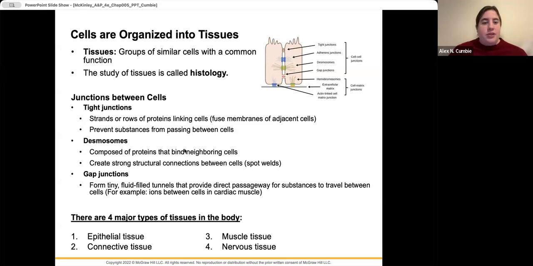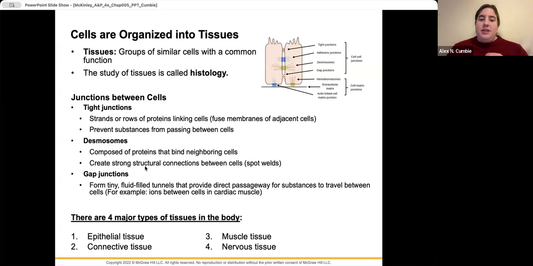So let's just review those different junctions again. There are multiple junctions between cells, but these are the main three: tight junctions, desmosomes, and gap junctions. And we have a picture showing up here. Tight junctions are strands or rows of proteins linking cells together, so much so that they fuse their membranes together. Okay, these are very tight connections between cells. And the idea for this type of connection is it's preventing substances from passing in between the cells.